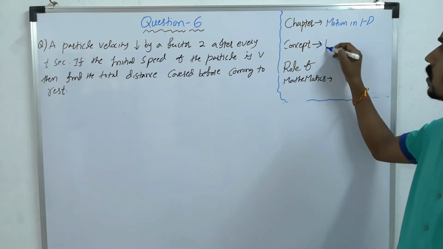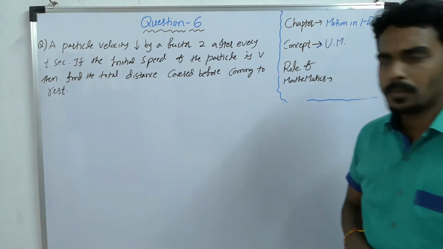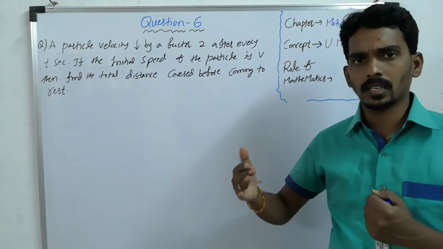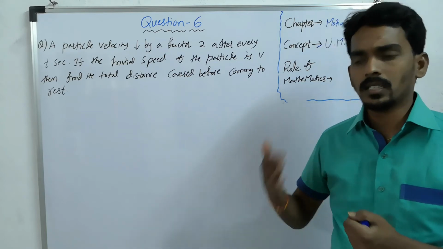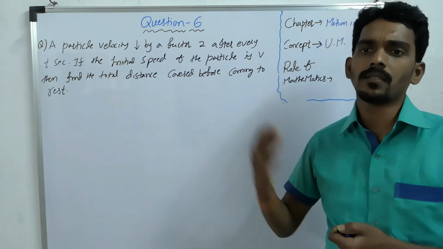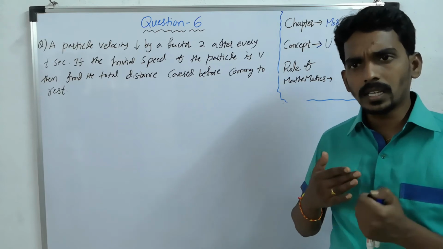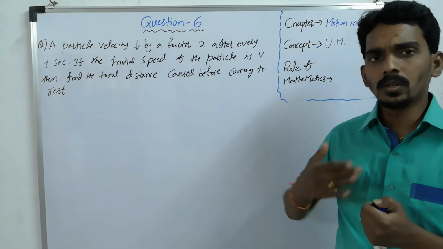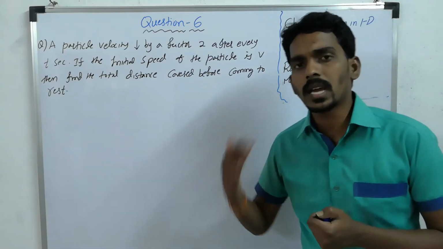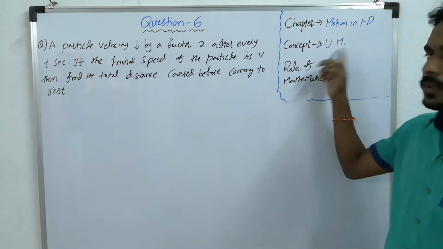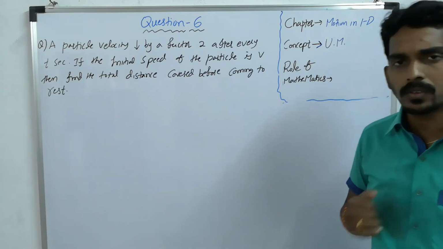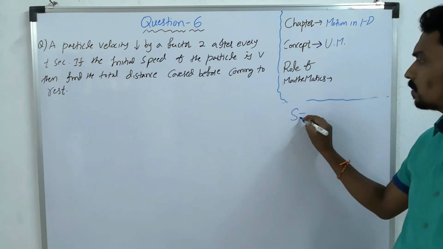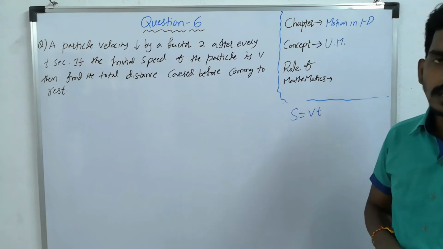So the concept is uniform motion, because the particle moves for a certain time t with constant velocity, then the velocity decreases by a factor, and it continues to move with the new velocity. So during the t seconds it travels with the same constant velocity. If it is moving with constant velocity, what do we call it? Uniform motion. In uniform motion, displacement equals velocity into time.